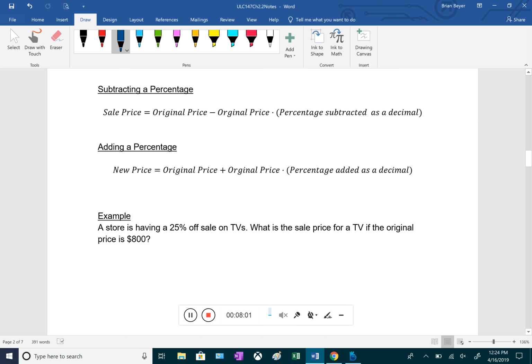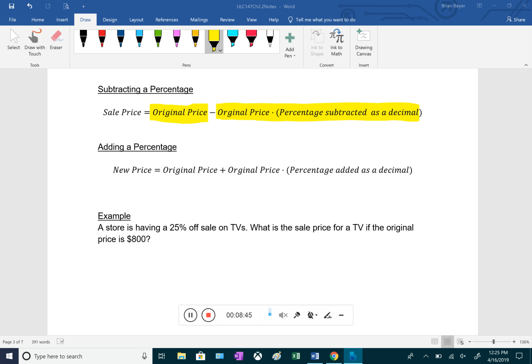Okay, so now let's do some questions with percentages. So we're going to be subtracting a certain percentage from an amount or adding a percentage to an amount. So if we're subtracting a percentage, technically these are the same exact formula here. Say we're subtracting a percentage, so you can think of it as like a sale price if something's on sale. It's going to be the original price minus the percentage off. So in order to find a percentage off, it's going to be the percentage that's being subtracted as a decimal.